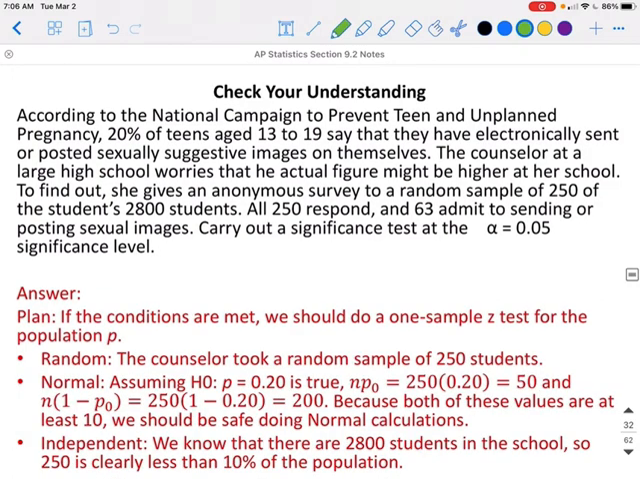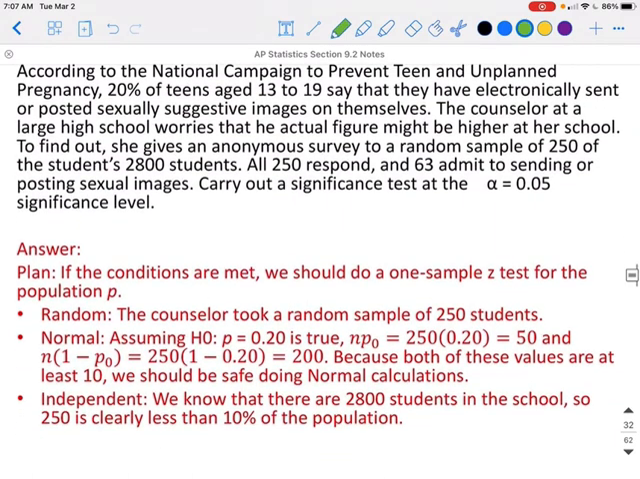Next is our plan. You need to say what type of test you are going to run, and then you need to check your conditions to make sure you can run it. So if the conditions are met, we should do a one sample z-test for the population proportion. Now remember, your three conditions are random. The counselor took a random sample of 250 students.